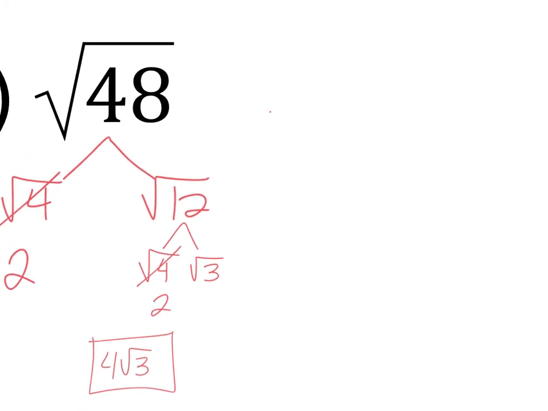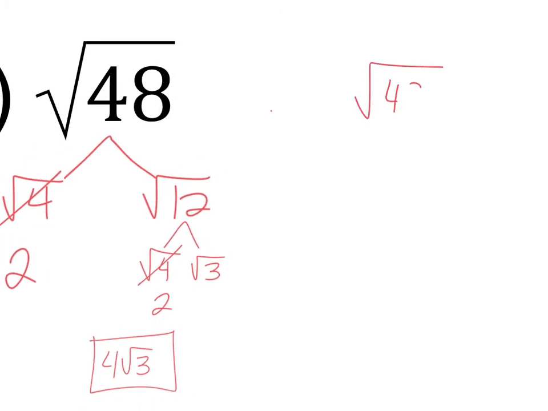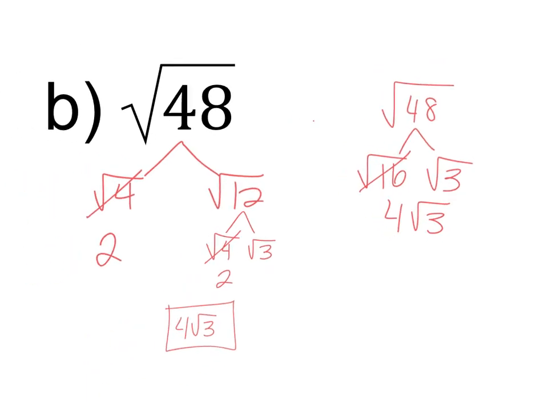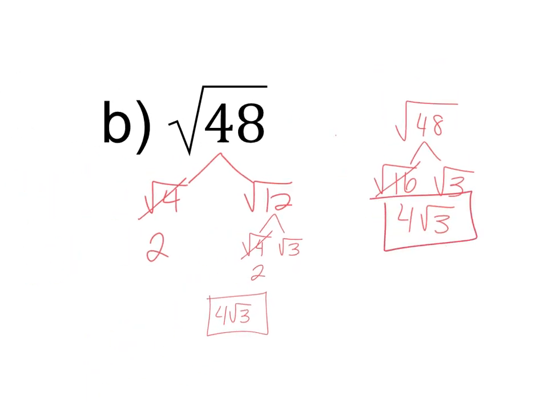Another way to look at this: the square root of 48 breaks up into, since this is a bigger number, 16 times 3, which is 48. Actually, this is a good one to memorize. It comes up a lot. So the square root of 16 times 3, the square root of 16 is 4, and you just drop down the square root of 3. You can see I get the same answer.